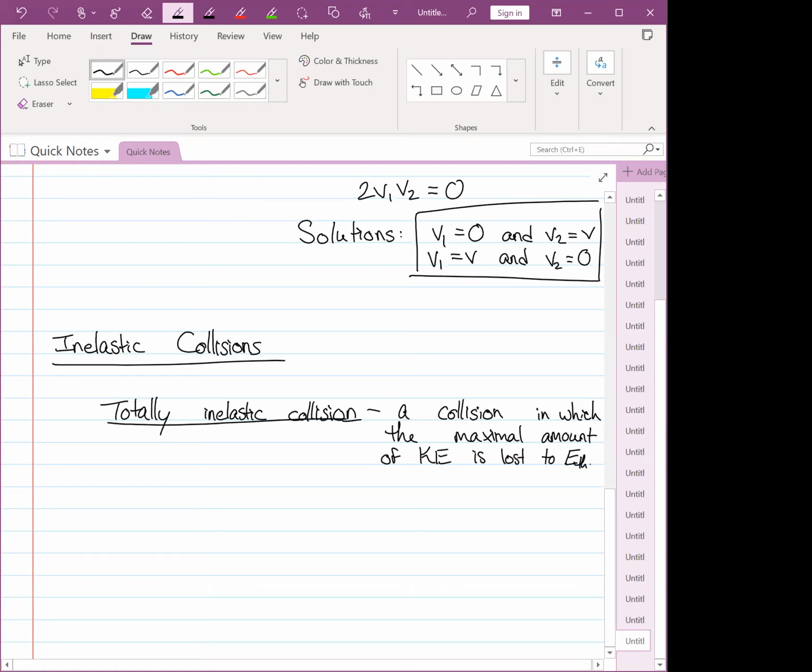Now, you can't lose all of your kinetic energy to thermal energy because momentum is still conserved, which means that the objects still have to be moving. If they start out moving, then they have to end up moving, at least in most cases. So there is a maximum amount of kinetic energy that can be lost, and that's not all of it. It's just some fraction of the kinetic energy that it started with, and that depends on the situation. But there's a different way of understanding this. Once the maximum amount of kinetic energy is lost, it turns out that the objects stick together.